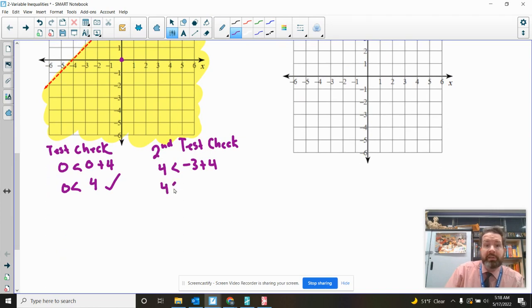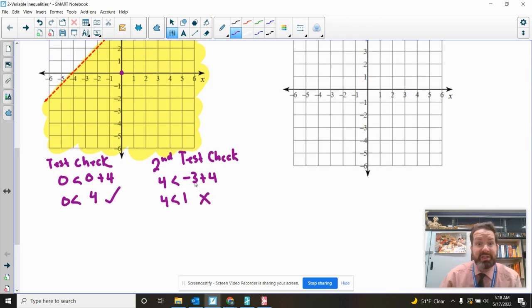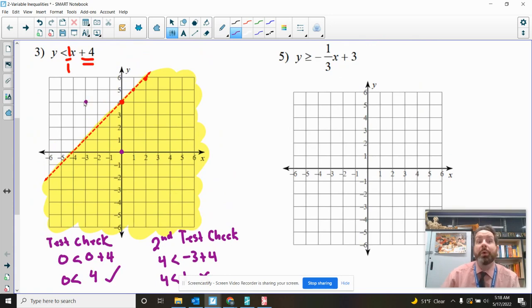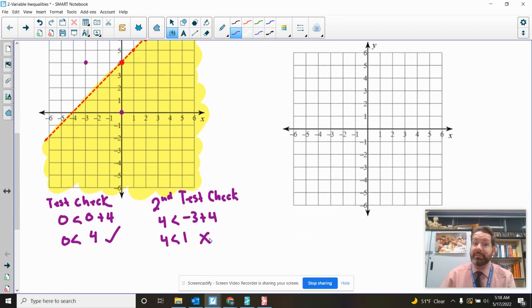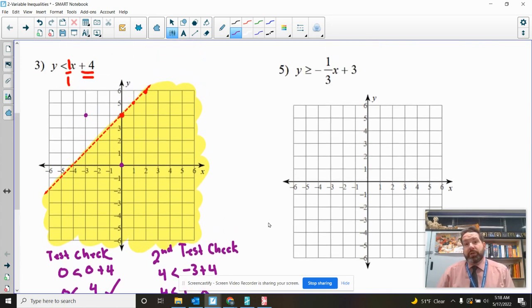So 4 less than -3 plus 4, which is 1. Is 4 less than 1? No, it is not. This is good news. The point that we picked was not in the shaded region, meaning not a solution. So when we put those numbers in for x and y, we should get something false. This is good. It's an indication that we've done things okay. Well, let's go one more time.